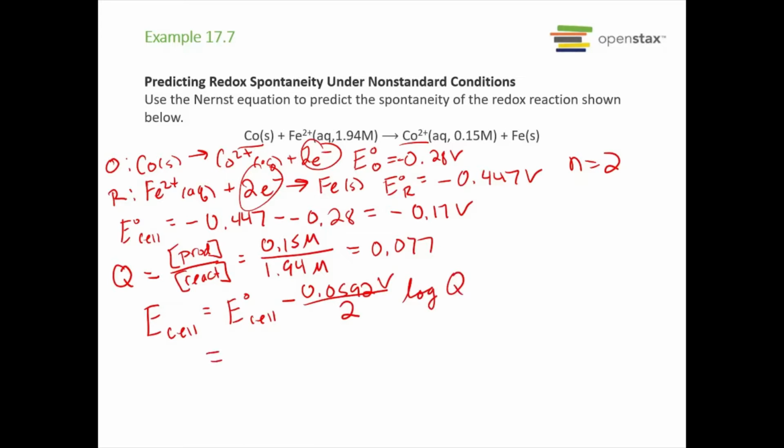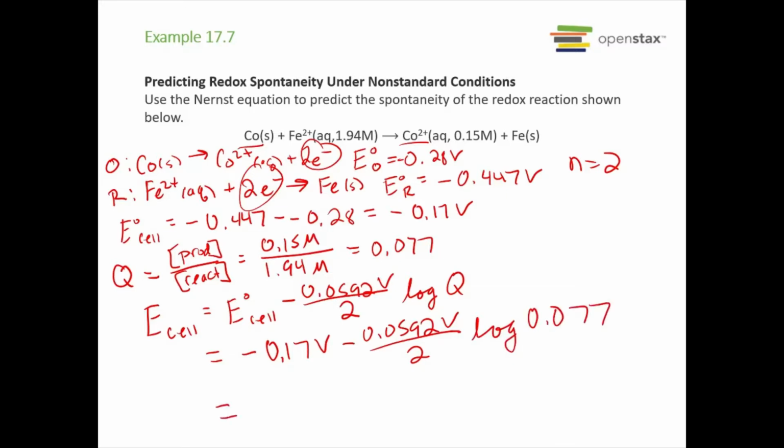So then plugging and chugging, we have negative 0.17 volts for the potential of the cell minus 0.0592 volts over 2 times the log of 0.077. And when all this is said and done, we get negative 0.014 volts. So we still have a negative cell potential, very slightly negative, but still negative. So this would be a non-spontaneous process.